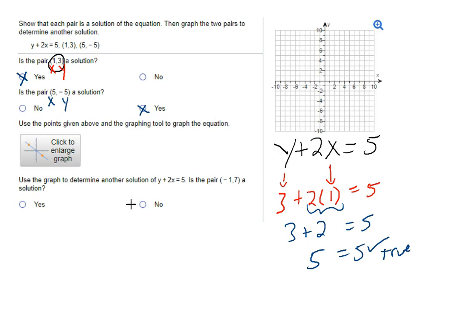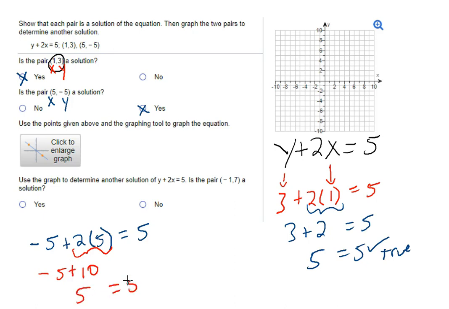Same equation, we'll just do it over here. In place of y, we're going to plug in negative 5, plus 2 times in place of x, we're going to plug in positive 5. And that should equal 5 if it's going to be a solution, right? And so we'll simplify. 2 times 5 is going to be 10. We'll get negative 5 plus 10, which is going to be positive 5. And so again, we get a true statement, which confirms that, yes, this is a solution.